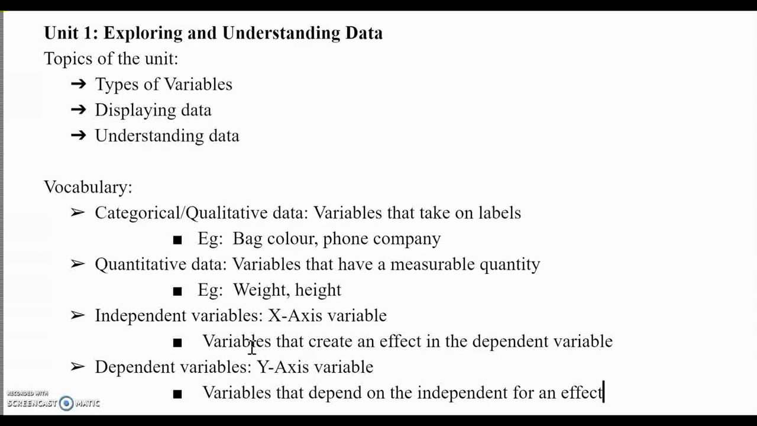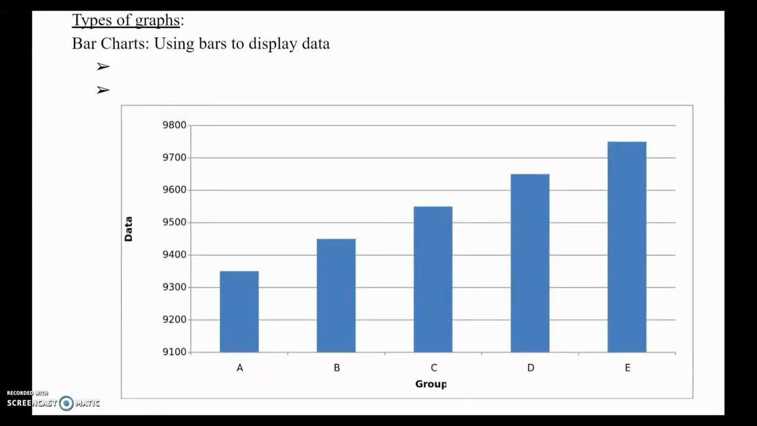So for example, your independent variable could be amount of food eaten, and your dependent variable could be weight. So what this means is that weight depends on the amount of food that you've eaten. Next, we're going to talk about types of graphs.